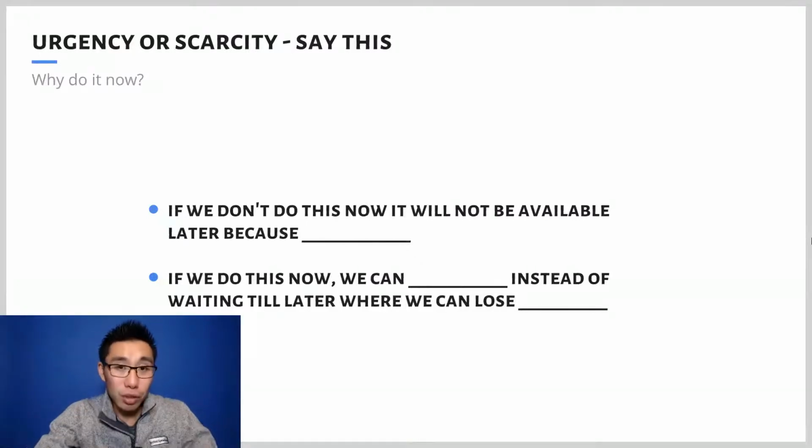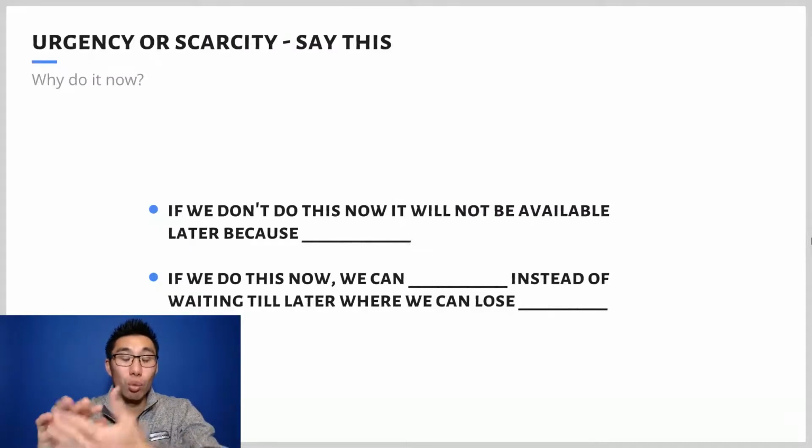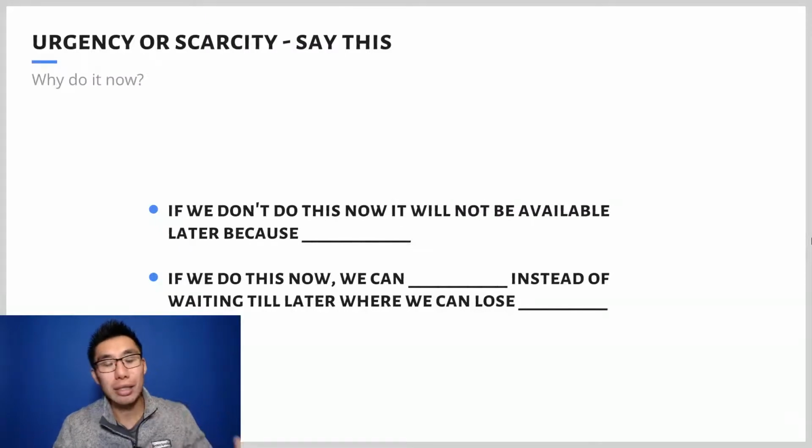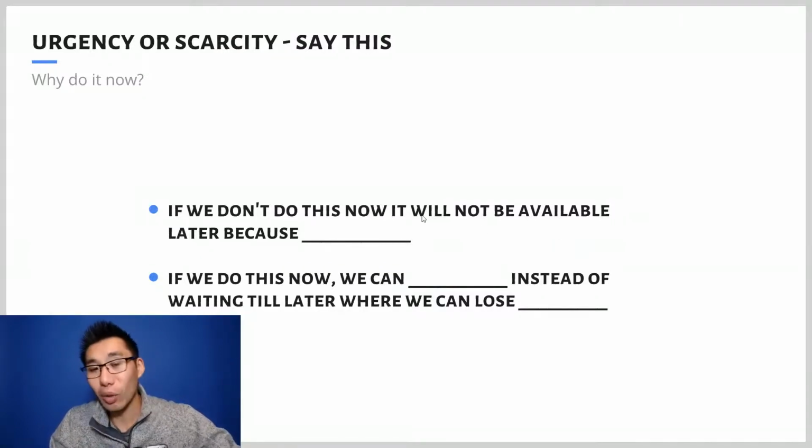So that's why we have to do this now, or else we'll lose this. It is very close to pain and gain, but it's that feeling of, oh, we have to do this now, or therefore we'll lose out. Or maybe there's only a limited supply left. Okay, so if we don't do this now, it will not be available later. Or if we do this now, we can gain this instead of waiting till later where we can lose all of this.